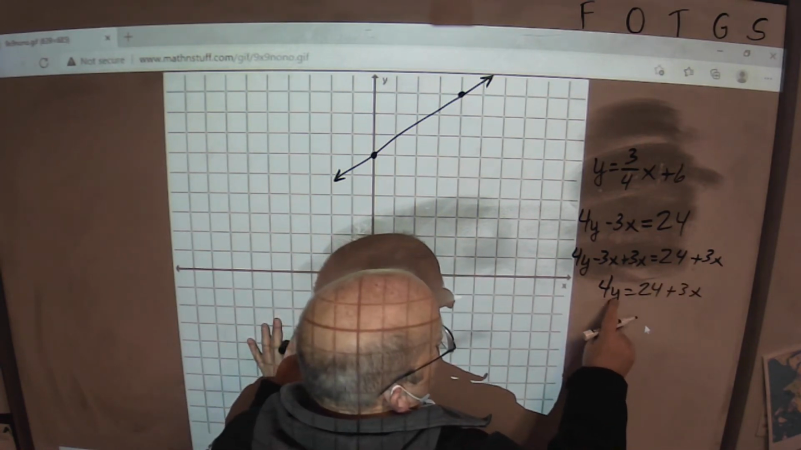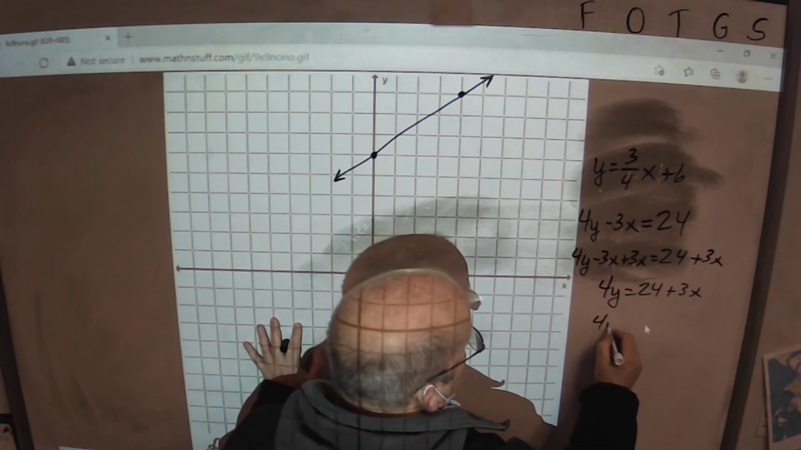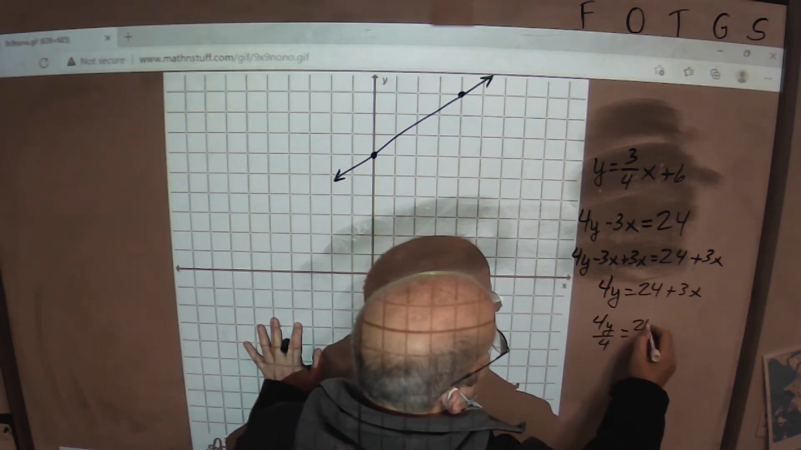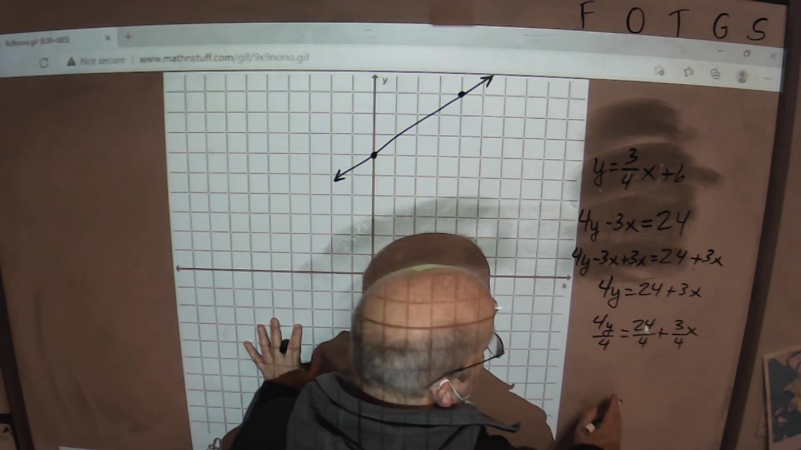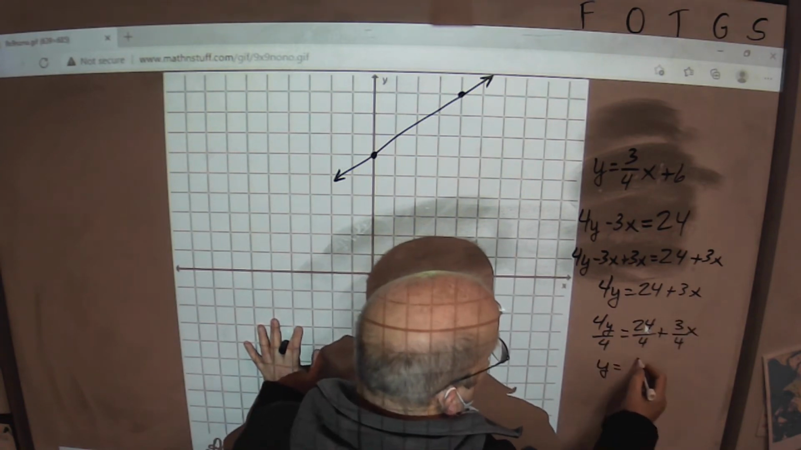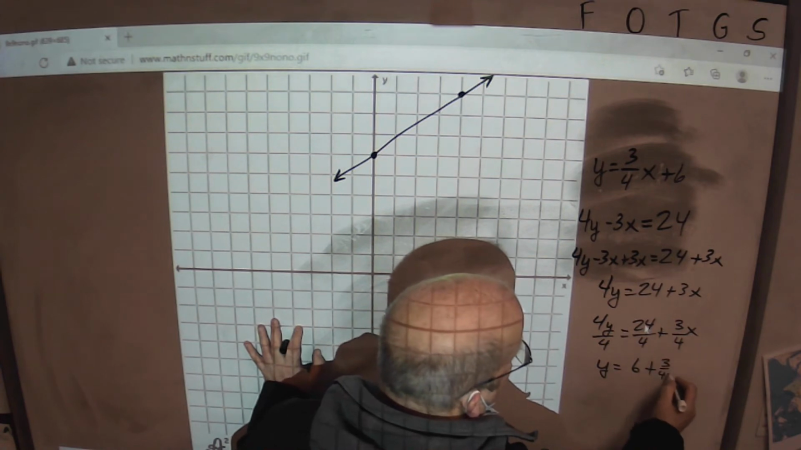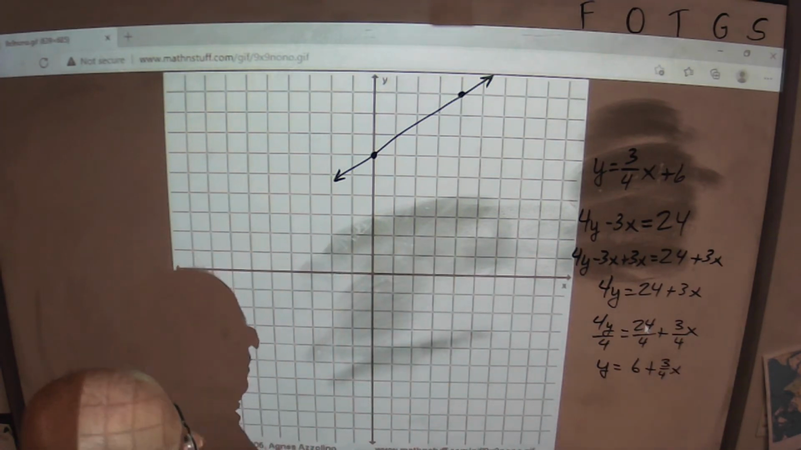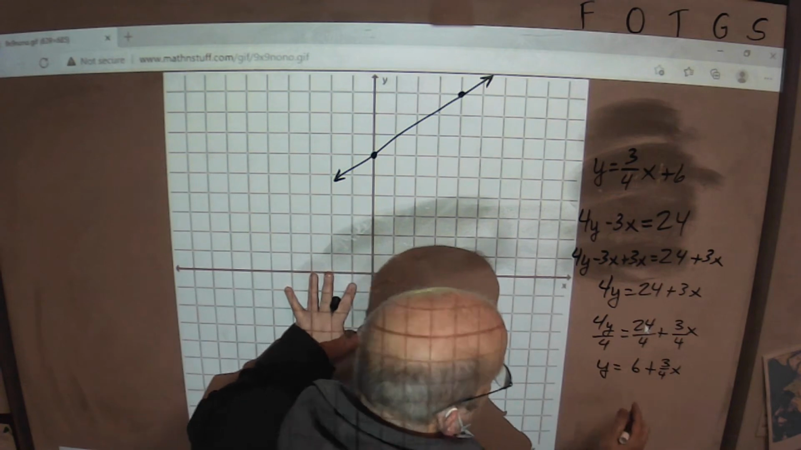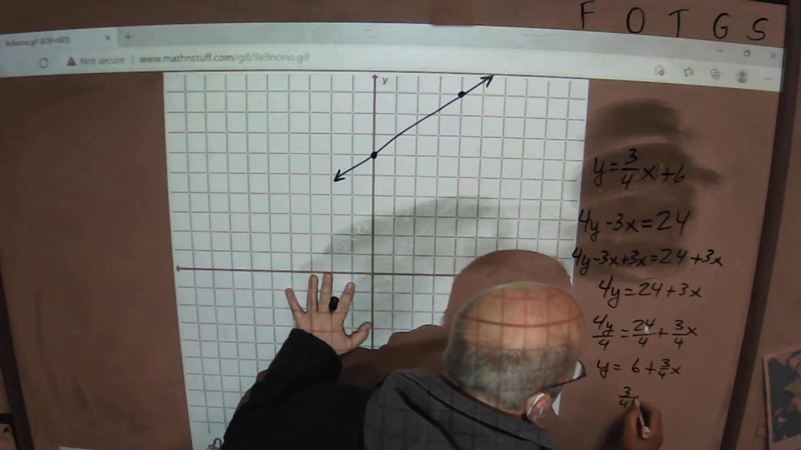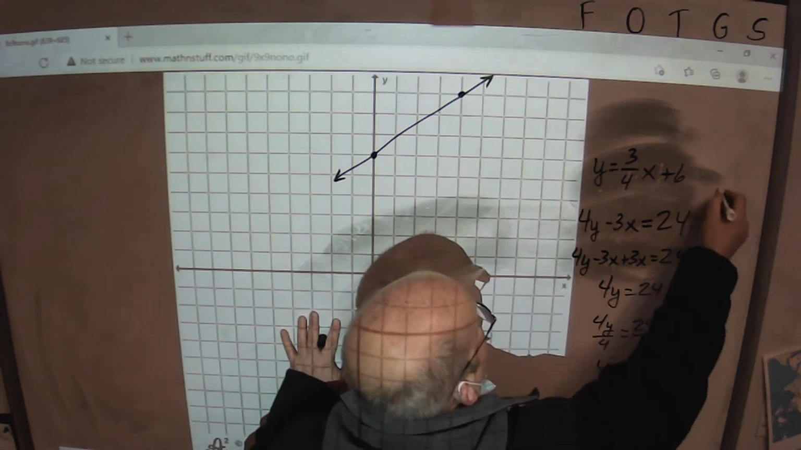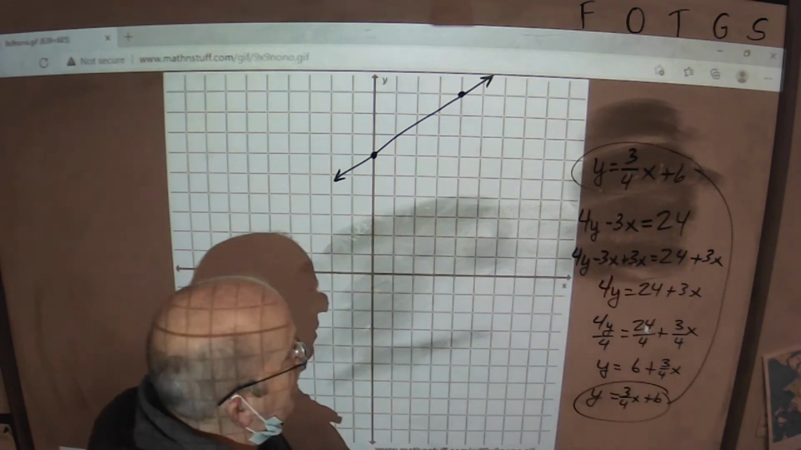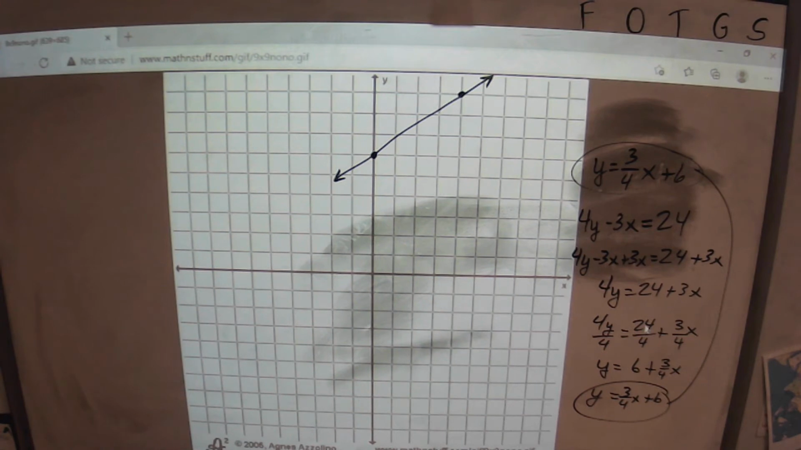Now, I got to get rid of that 4 away from the y. So I'm going to divide every single term by 4. And when I do that, I get a y value equaling 6 plus 3/4 x. Hey, let's flip that around so that the 3/4 x is first. Remember that? And when we do that, I'm noticing something. Look at this. Those are the exact same equations. Y equals 3/4 x plus 6, y equals 3/4 x plus 6.